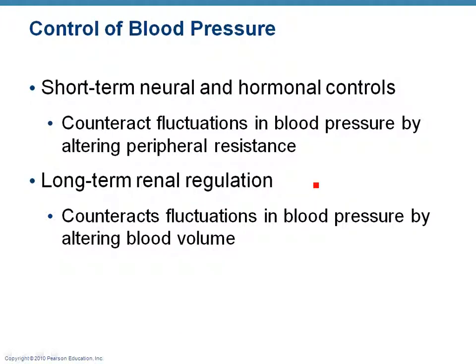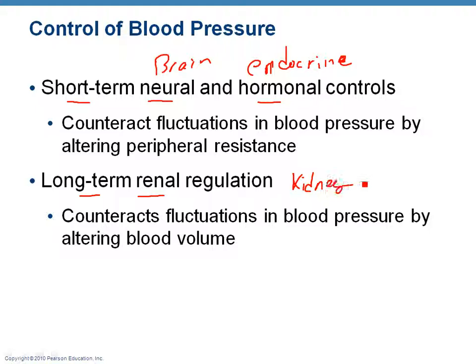Now we have short-term and long-term regulations of blood pressure. Your short-term regulations are basically neural and hormonal. Neural, nervous system, think brain. Okay, hormonal, endocrine. These are short-term changes to maintain blood pressure. Your long-term changes are renal, or kidney. They're changed by the kidney.